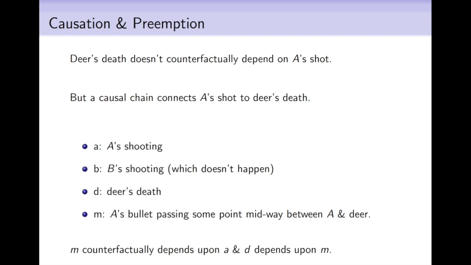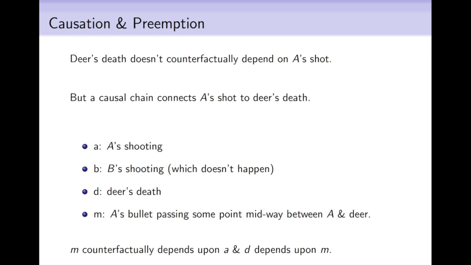Okay, so how does this all help with preemption? As we saw, Alice shoots, and plausibly her shot is the cause of the deer's death, but we don't have counterfactual dependence. The deer's death doesn't counterfactually depend upon Alice's shot, because if Alice hadn't shot, then Bob would have shot and killed the deer. But Lewis says, well, okay, fine, the deer's death doesn't counterfactually depend upon Alice's shot, but there is a causal chain connecting Alice's shot to the deer's death, and in virtue of that fact, Alice's shot is a cause of the deer's death by his analysis.